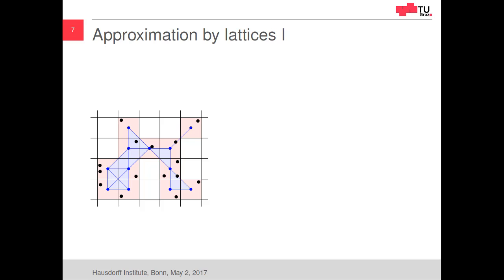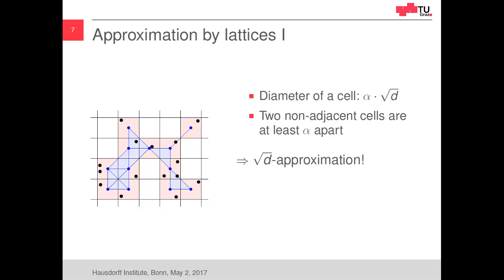So how well is that? Well, this is quite an easy exercise. The diameter of a cell is alpha times root d in d dimensions. So that's the length of the diagonal. And if you have two cells which are not neighbors, they must be at least alpha apart from each other. It's also easy to see. And with these two ingredients, it is fairly simple to show that this construction gives you a root d approximation of the Čech complex. And that's better than what I promised on the previous slide, right? On the previous slide I said order of d, and this is root d.